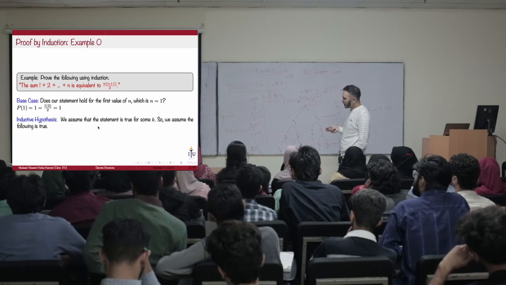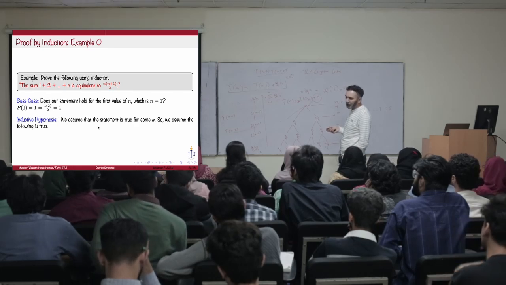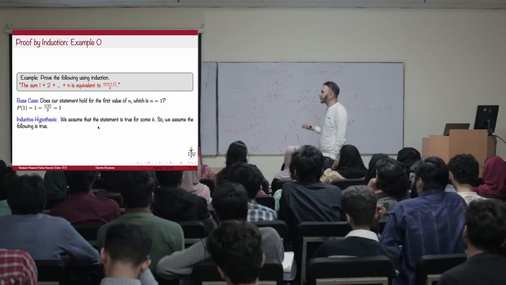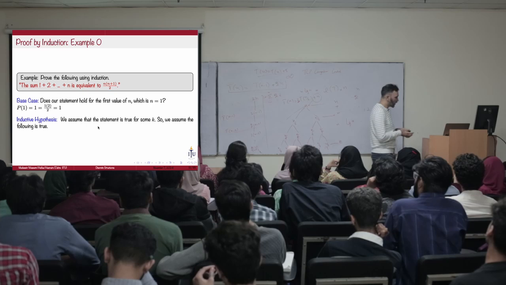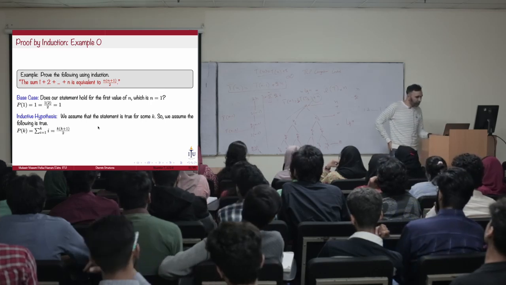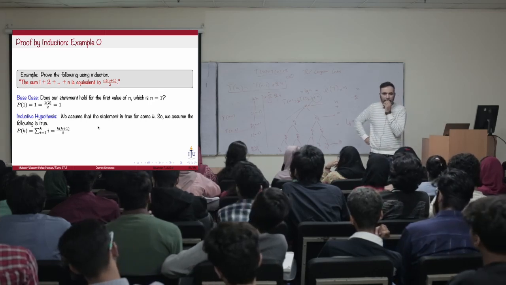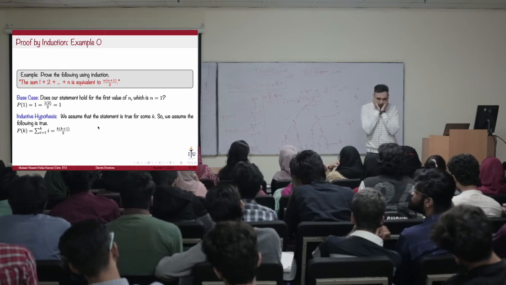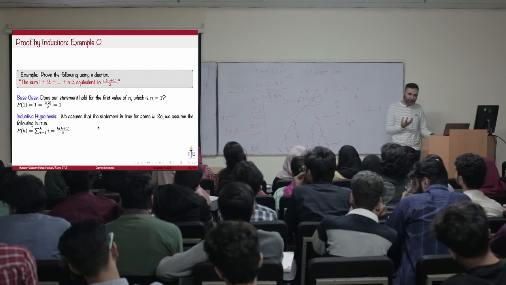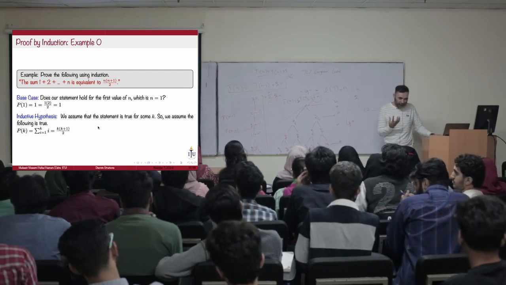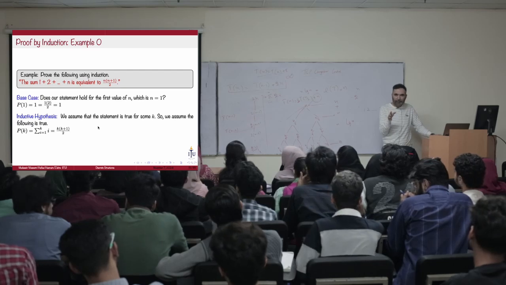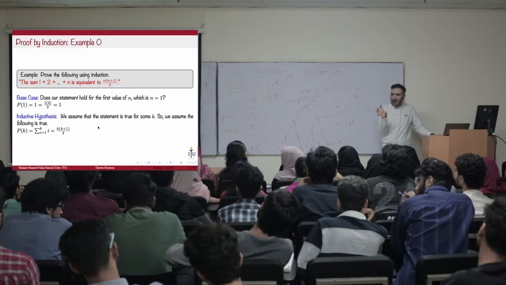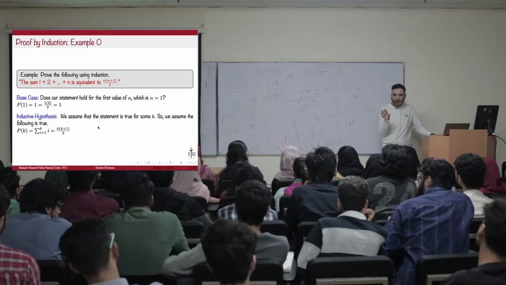Inductive hypothesis says this statement must be true for some arbitrary k. I'm going to stop using this thing. So this is the inductive hypothesis. You just write the statement for k. And now you have to prove that P of k plus 1 holds. Here P of k is saying that it's the statement where n is equal to k.